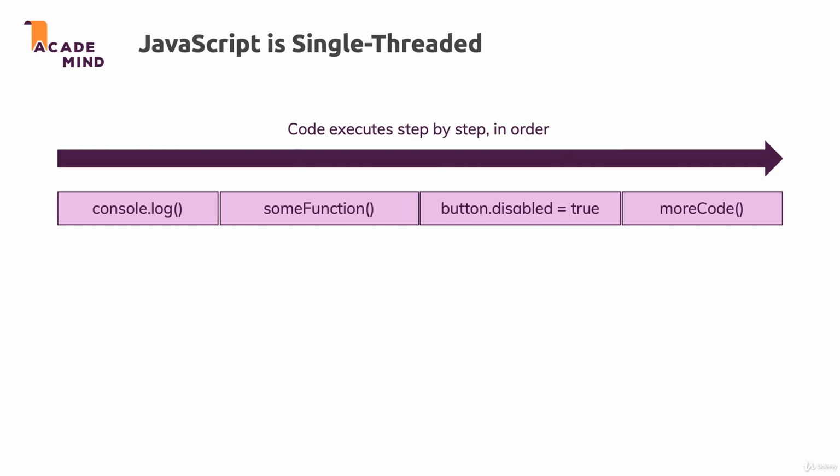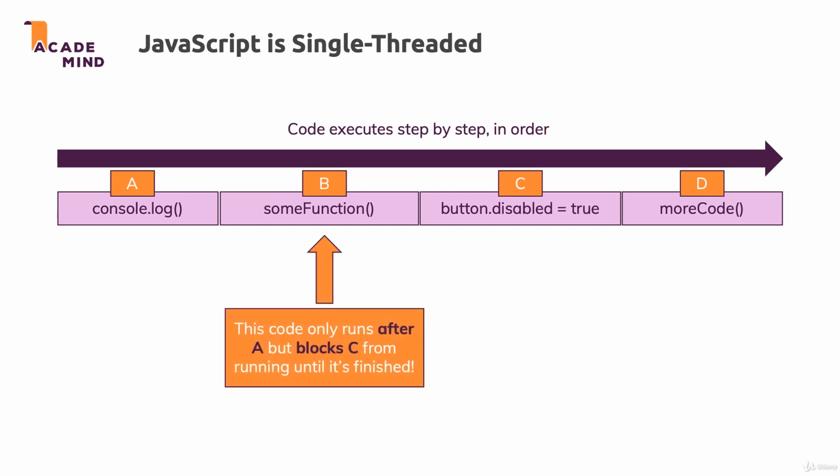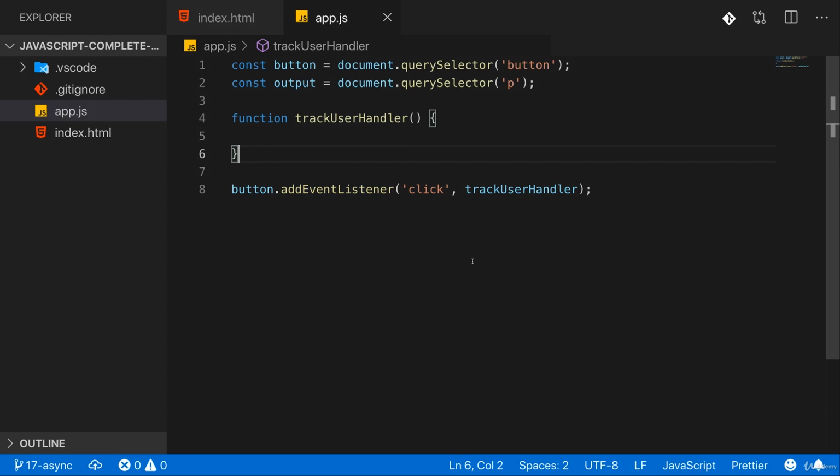Instead, JavaScript will log something to the console, then call the function and do whatever needs to be done inside of that function, then go ahead and disable that button and then call that other function. So these things happen after each other, not at the same time. We could give them a label or some ID, let's simply use A, B, C, and D, and then we could say that, for example, this second block, the B block here, runs after A, but it blocks C from running until it's finished. So the code in C won't be executed until some function executed. And we saw it in our course projects already.